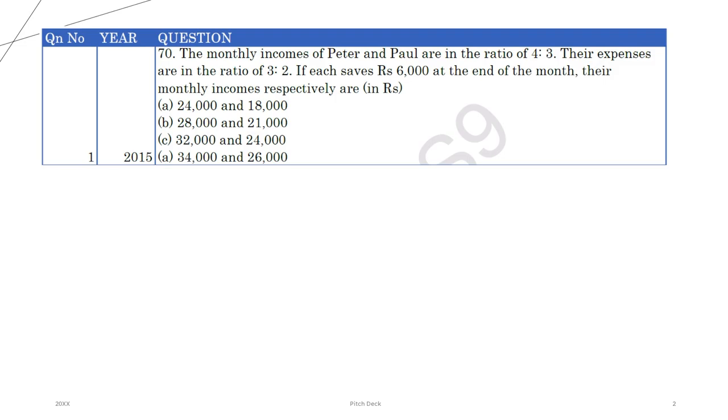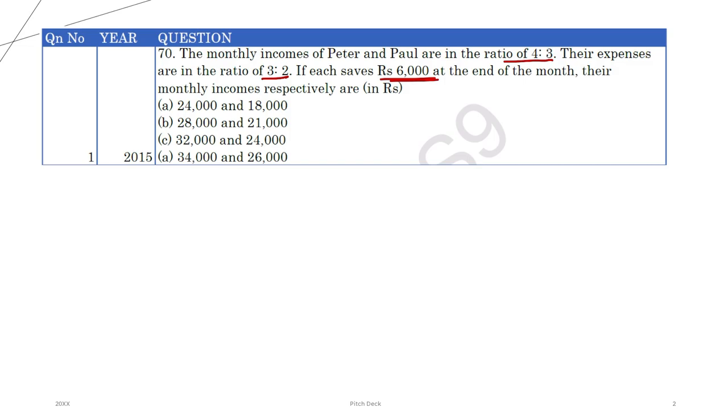Monthly income of Peter and Paul are in this ratio. So the salary ratio is this. This part is clear. Their expenses ratio is this, and if each saves rupees 6,000 at the end of the month, what is their monthly income? I have already shown you how we are going to solve this question in the last video.